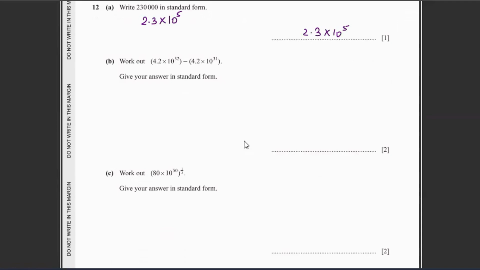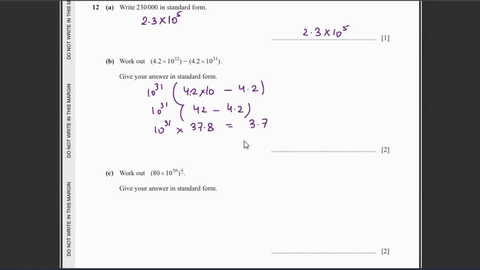Work out this, give your answer in standard form. So we can just take 10 to the power of 31 common, then this will be 4.2 times 10 minus 4.2. So this can be written as 42 minus 4.2, and this can be written as 37.8, or this can be written as 3.78 times 10 to the power of 32. So this is the standard form.